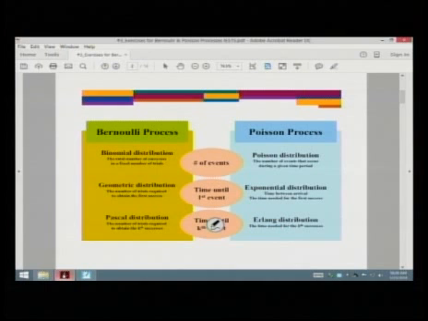The Pascal random variable or negative binomial random variable is a generalization of the geometric random variable. It counts the total number of trials required for you to get the kth success. So k is not equal to 1. If k equals 1, then it just goes back to the geometric random variable.